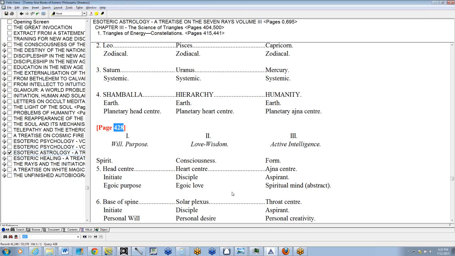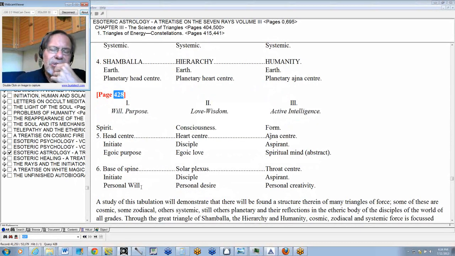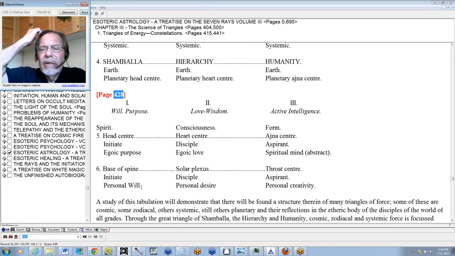The base of the spine center is related to will, always, whereas the head center is purpose. So once again, we see that repeated. Purpose for the head center and base of the spine for will, but here it's the personal will, and I suppose it's not really developed until the fifth initiation, but to the extent that it can support the personal will, it is somewhat developed. Solar plexus, personal desire, and the disciple is here again, because the disciple has not rid himself of personal desire, and the aspirant again, with personal creativity through the throat, and procreativity through the sacral center.